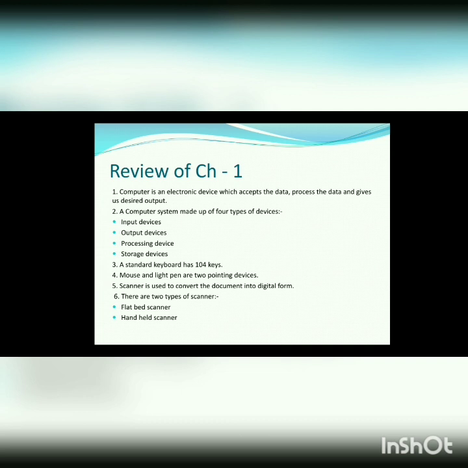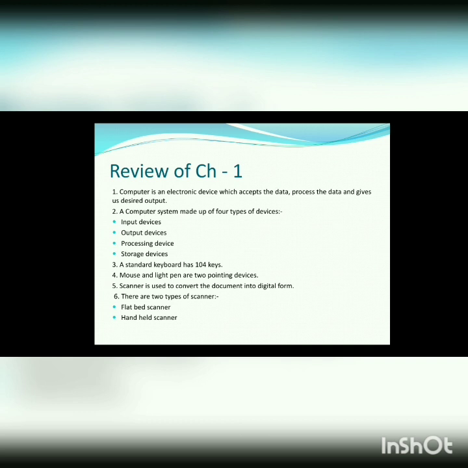Now the output devices. Output devices are used to display the processed information. The output displayed on monitor, that is called the soft copy. So monitor is an output device. The output produced by the printer, that is called the hard copy. So printer is also an output device. After that, speaker, plotter, headphone are known as the output devices.